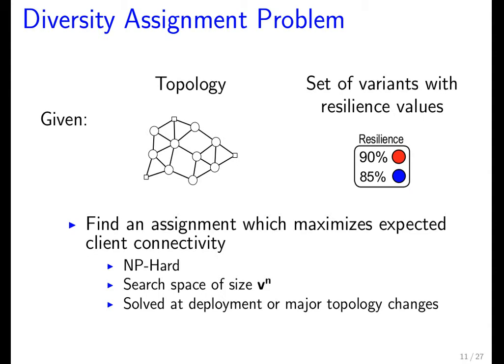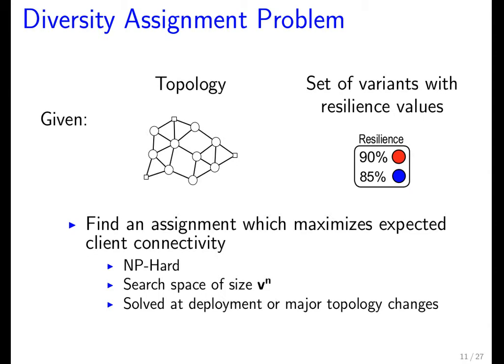So the specific diversity assignment problem is: given a topology and a set of variants with resilience values, how do we find that assignment which is maximizing the expected client connectivity? We have a full proof that this is NP-hard in the technical report, and the search space is very large as well. It's the number of variants raised to the power of the number of nodes in the network.